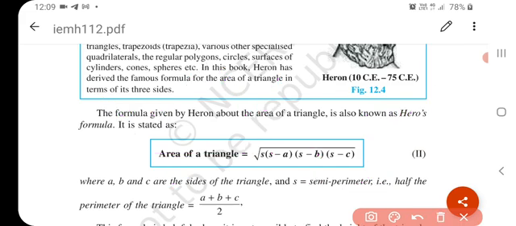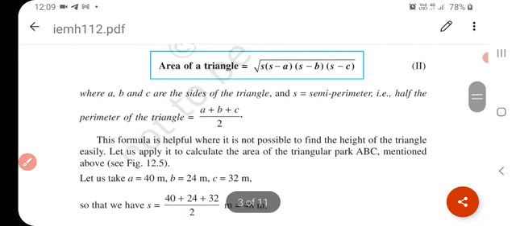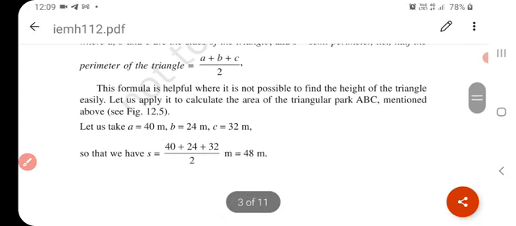Now s is the semi-perimeter and a, b, c are the sides of the triangle. Okay, understand? So this formula is helpful where it is not possible to find the height of the triangle. If somewhere it is not possible to find the height of a triangle, then this formula will still be useful to find the area of any triangle.